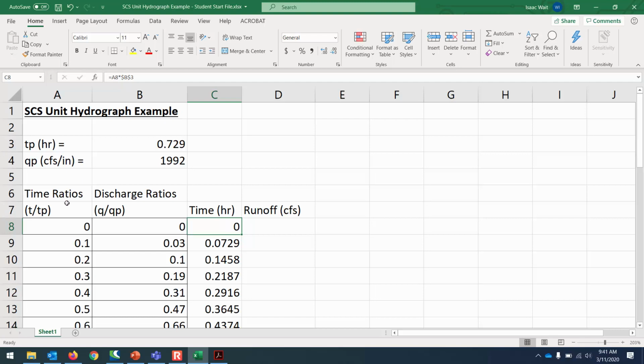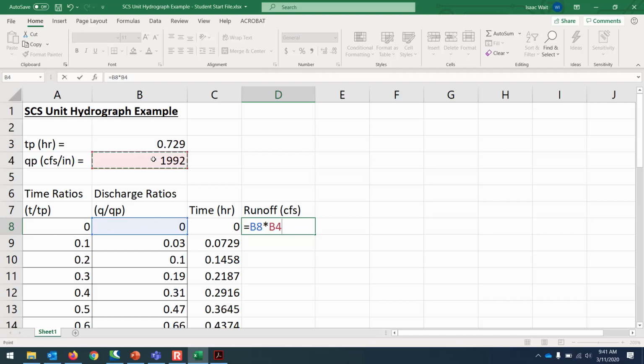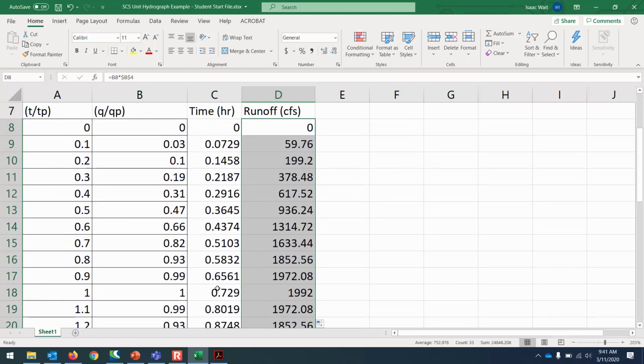And then, as you'd expect, we're going to do the similar thing with the discharge. To find the runoff, it is the discharge ratio multiplied by the quantified amount of runoff. And then we drag that down through the entire storm. Everything's tied to this time to peak, and so at 0.729 hours we see 1992 CFS per inch.